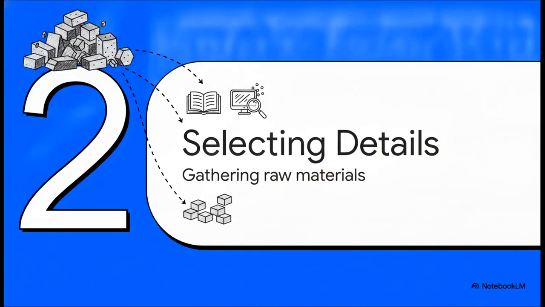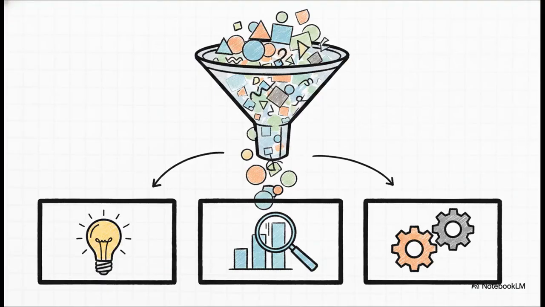Moving on to Part 2. Selecting the right details and gathering your raw materials. We've all been there, right? Staring at 40 open PDF tabs, feeling totally overwhelmed. How do you even know what to keep? Well, researcher Ian Day established a fantastic method back in 1993 for sorting this all out.